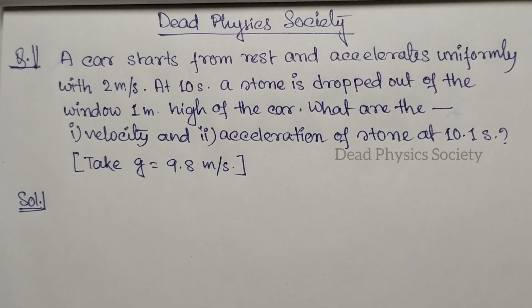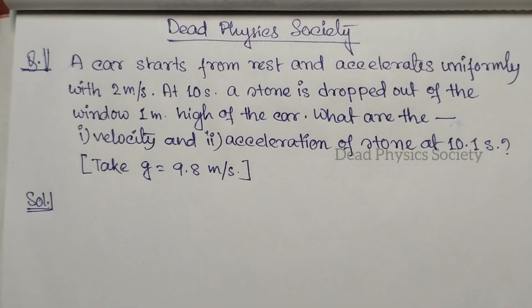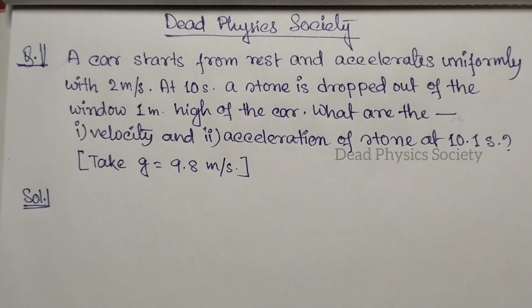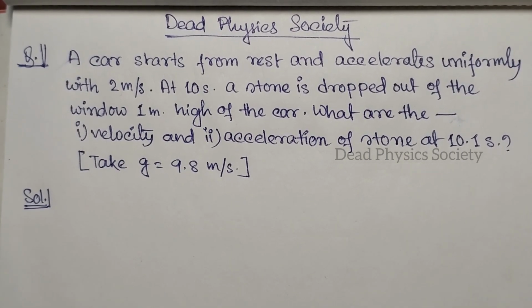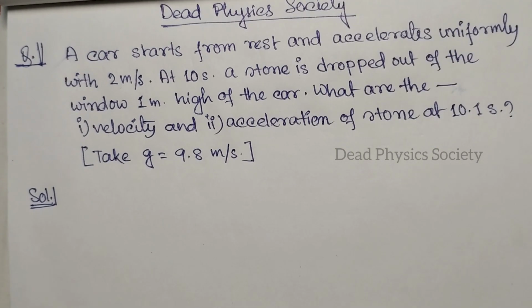a stone is dropped out of the window 1 meter high of the car. What are the velocity and acceleration of the stone at 10.1 second? Take g equals to 9.8 meter per second squared. Let's discuss the question with a simple diagram.